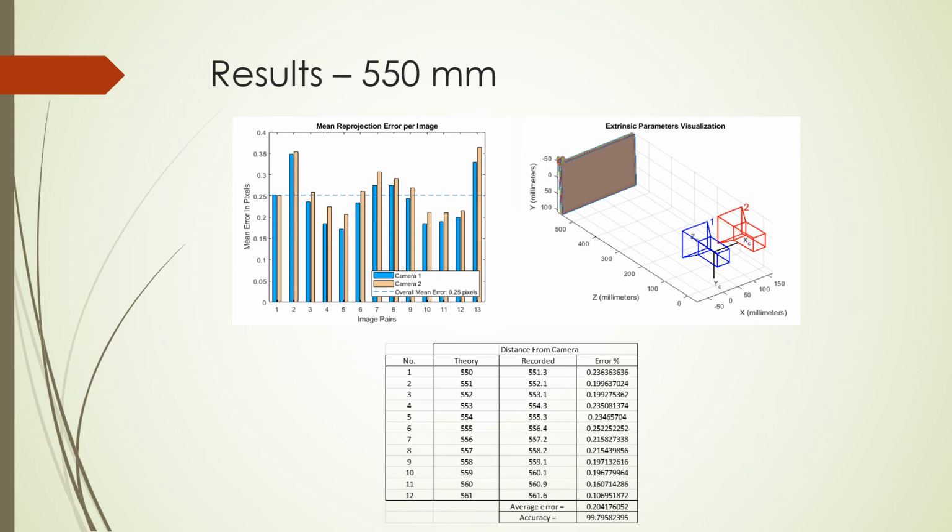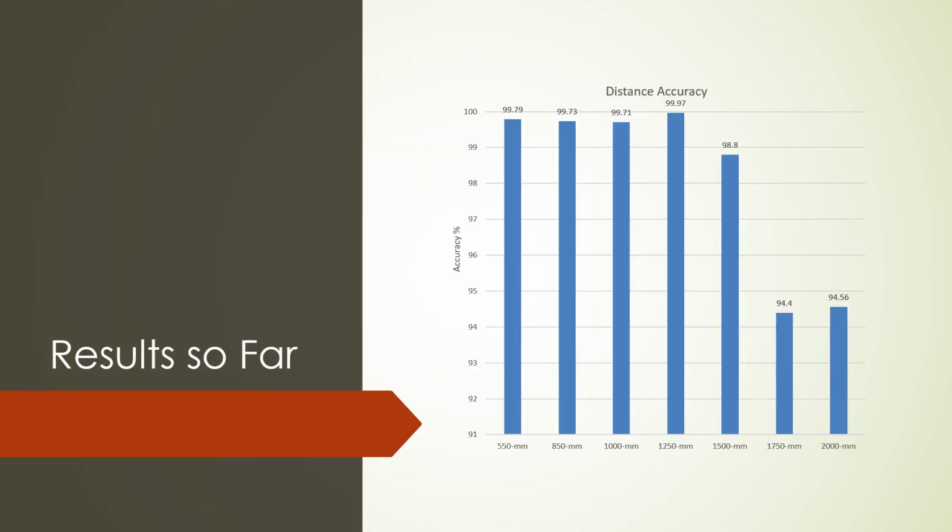However, this does not show the error for per mm moved. Applying the same intrinsic and extrinsic camera parameters for the other distance experiments, we are able to acquire data. Using this data, we can plot the graph for accuracy for the remainder of the distances.